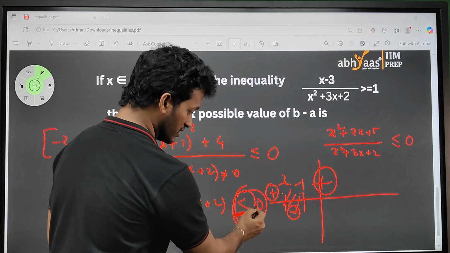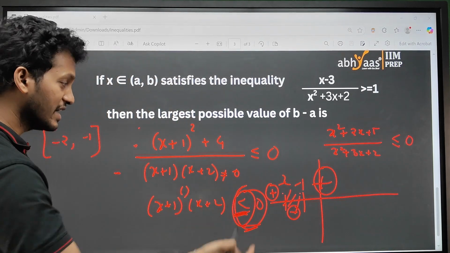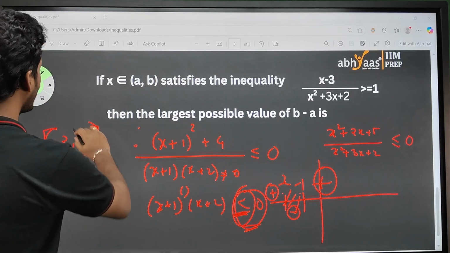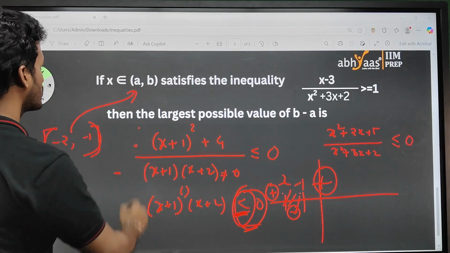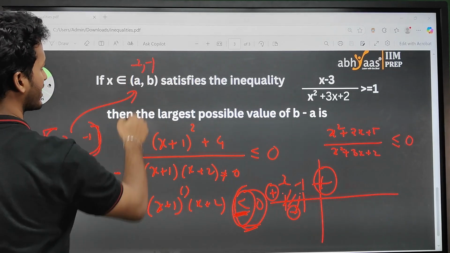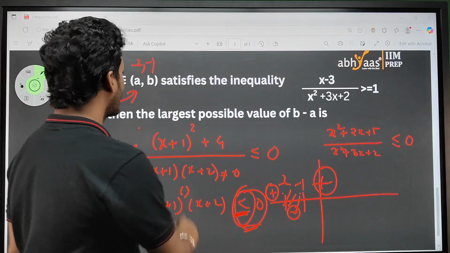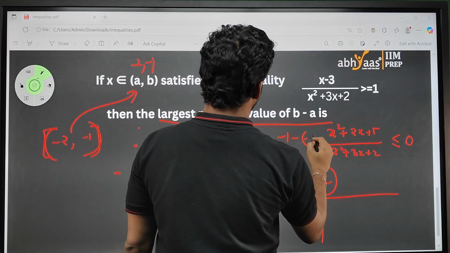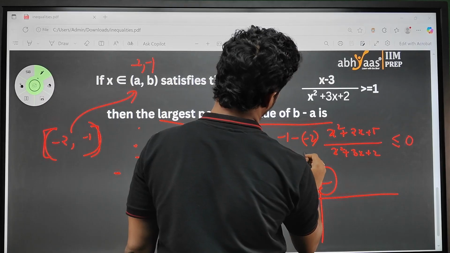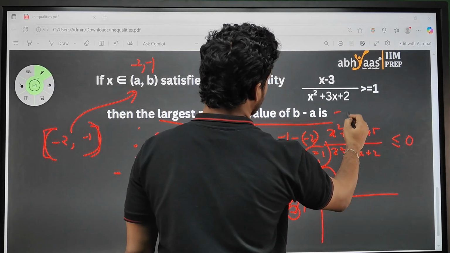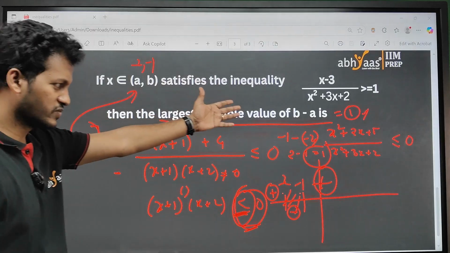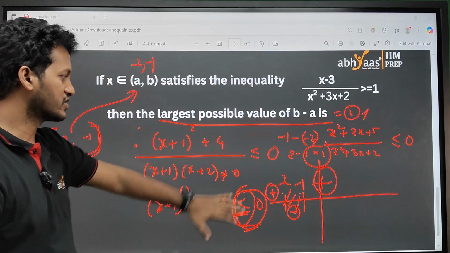So I have to remove this equal to symbol also. It should be strictly less than 0. That means they should be open. So x belongs to minus 2 comma minus 1. So the values of a and b are minus 2 and minus 1. So what they are asking, the largest possible value of b minus a, minus 1 minus of minus 2, that is 2 minus 1. Answer is 1. Okay. So here it's not about this possible value, but the way you solve this one.